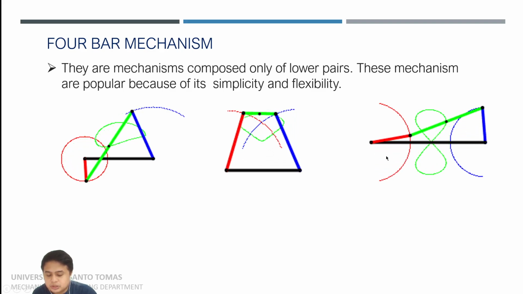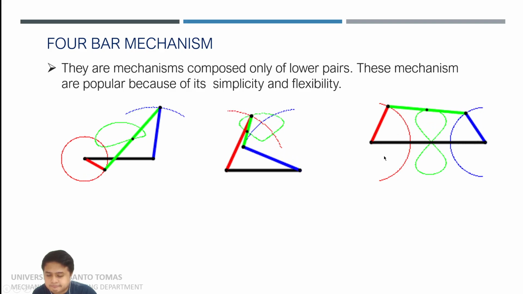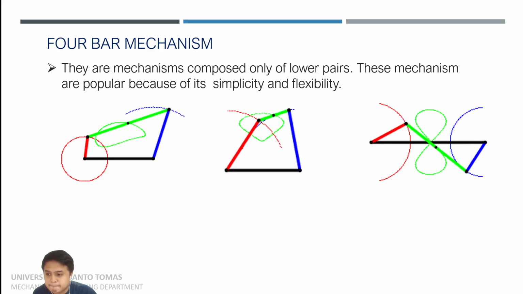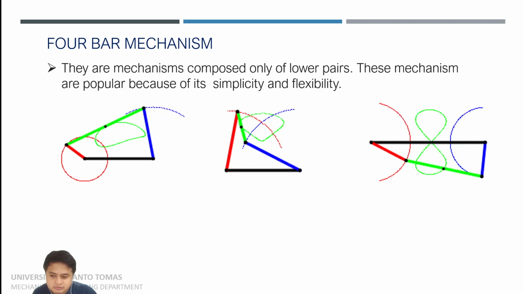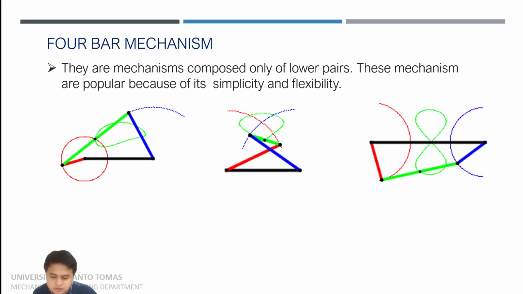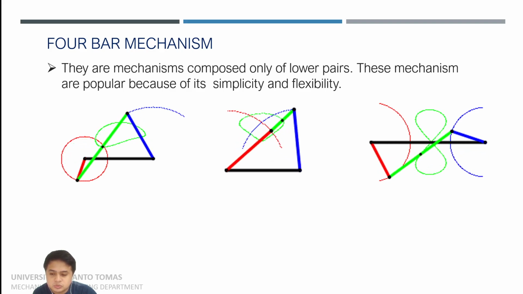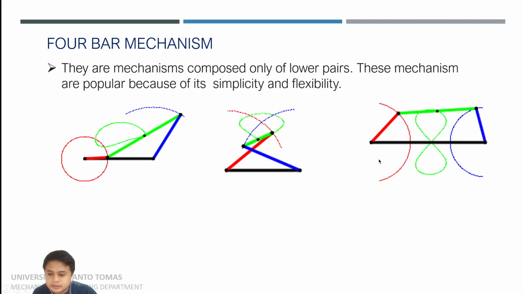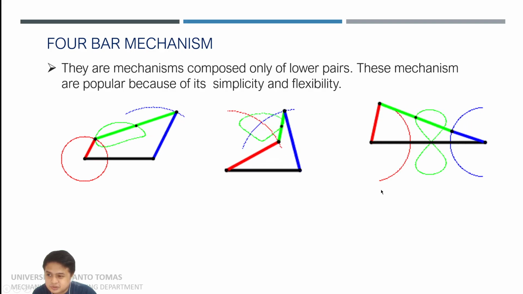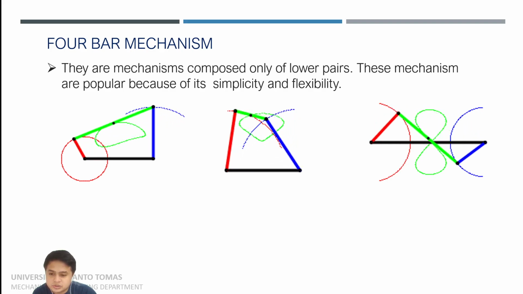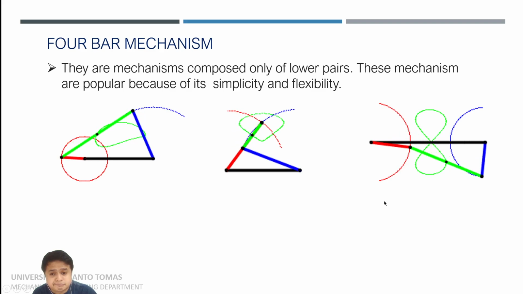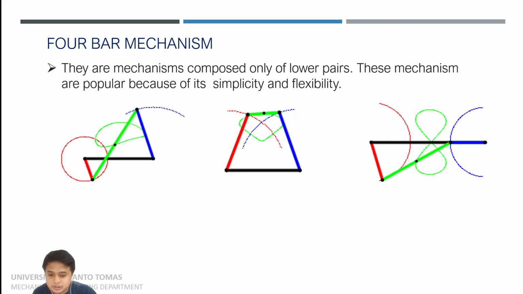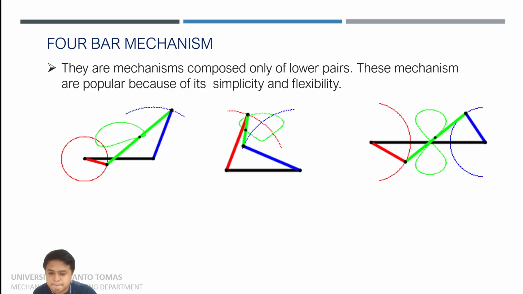And why is this important? Because a lot of useful mechanisms are derived from the four-bar mechanism. In designing a machine, you have to consider simplicity, because if it is simple, it is easier to build, it is easier to maintain, and it also has a lower cost. So let's discuss the different types of four-bar mechanisms and also how do we describe a four-bar mechanism? What are the parameters that are important to describe a four-bar mechanism?